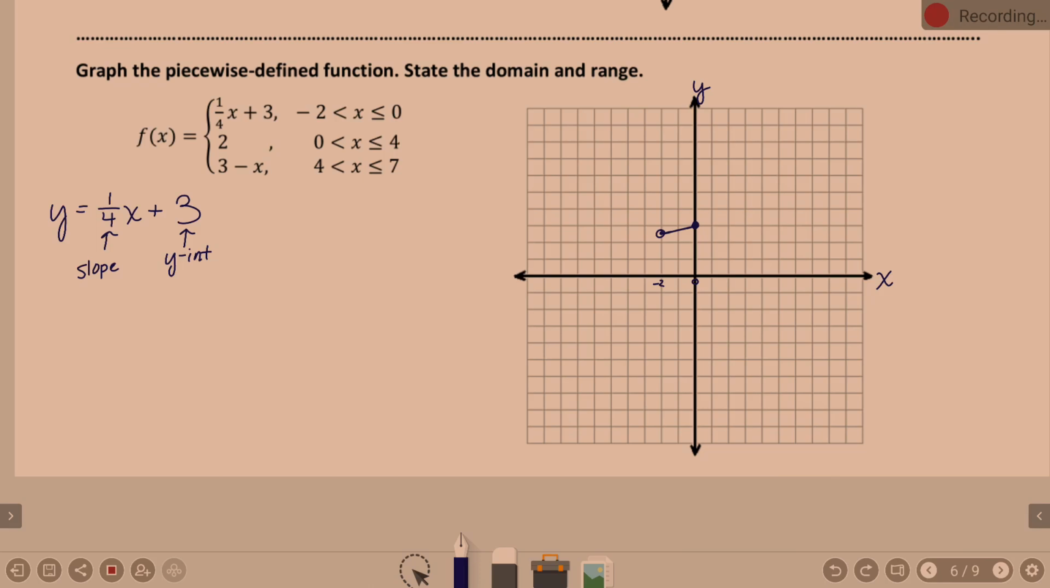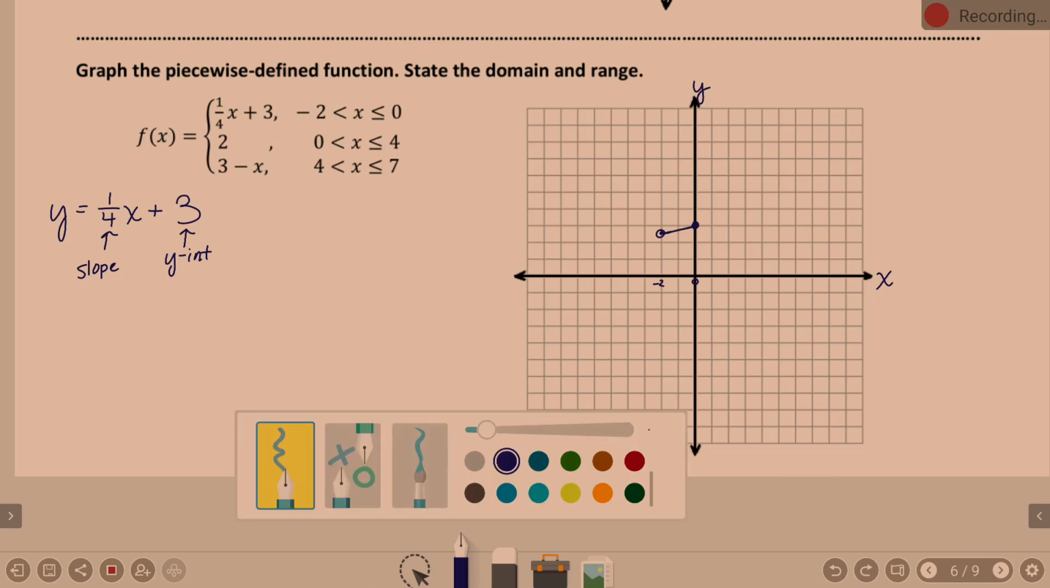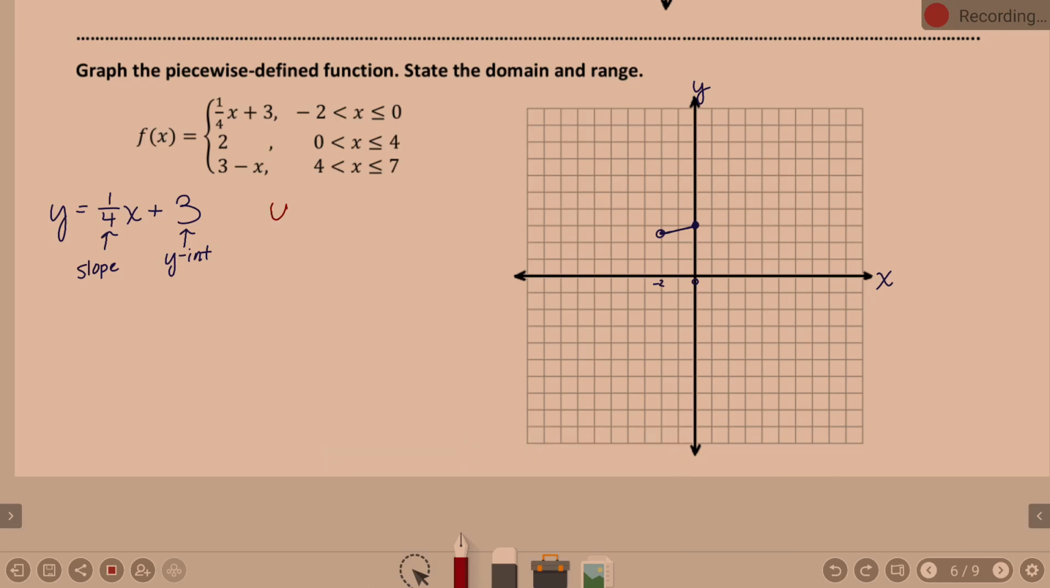Okay, next piece. What do you know about y equals 2? It's just going to be a straight line. If it helps you to think y equals 0x plus 2, go for it. But that slope of 0 means it's a straight line, y-intercept of 2. So now let's see, where's a y-intercept of 2? Up 2, straight line.